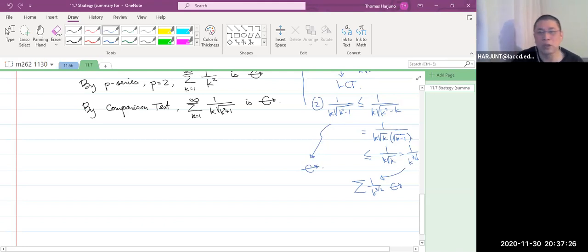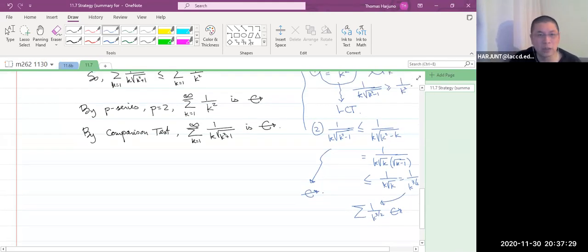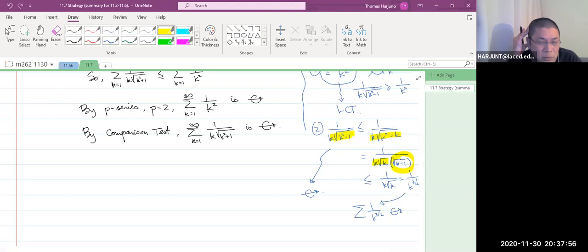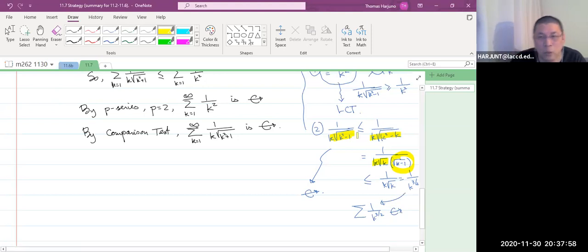What I want to show you is this. You can use the limit comparison test, but you can also find a term where this guy is greater than this guy, yet still positive. Now notice that I can factor out square root of k, and this guy is always greater than or equal to 1. So you can bound the whole thing above by this. That's just another trick though.